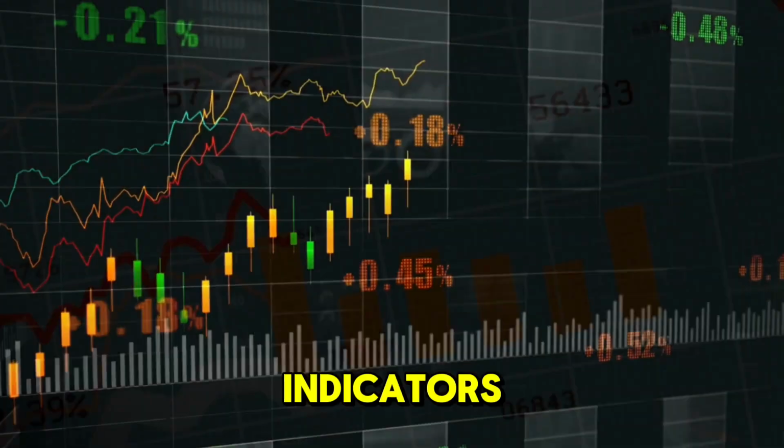Before we wrap up, here are a few final tips for mastering Forex charts. Practice on a demo account. Start with a demo account to practice without risking real money. Stay updated on news. Economic news and events can have a huge impact on Forex markets, so stay informed. Be patient and disciplined. Trading isn't about getting rich quick. It's about making smart decisions over time. Reading Forex charts may seem complicated at first, but with practice and patience, you'll get the hang of it.